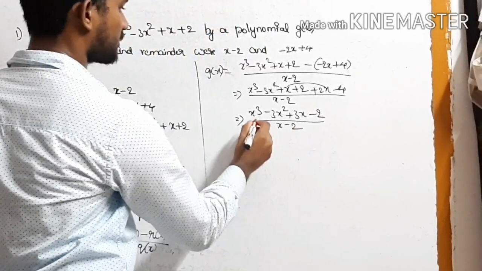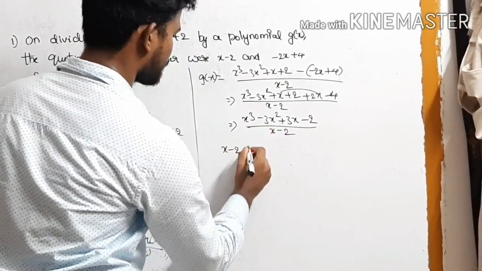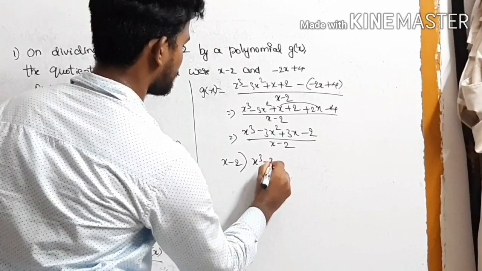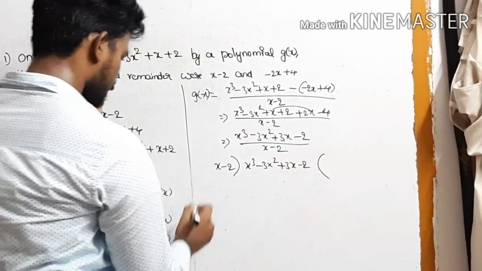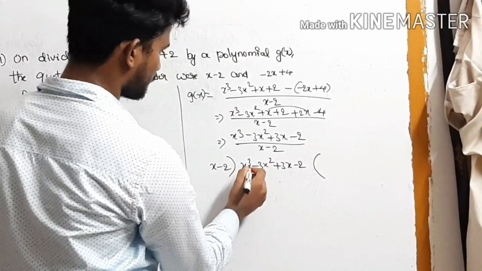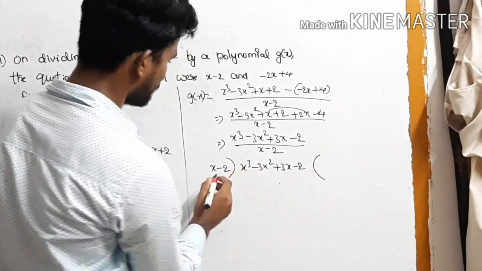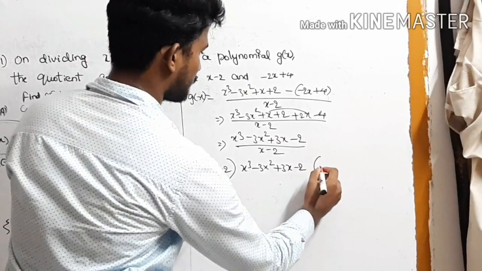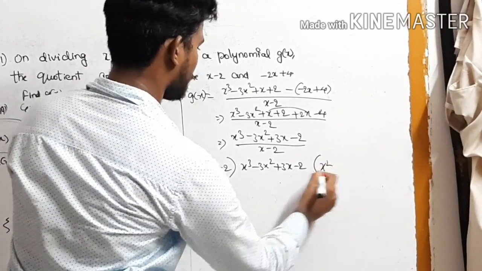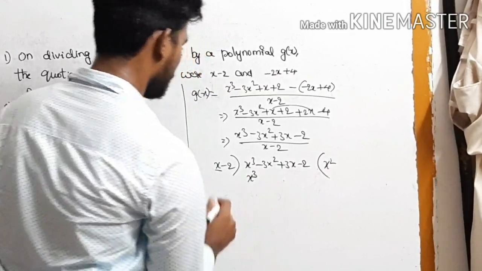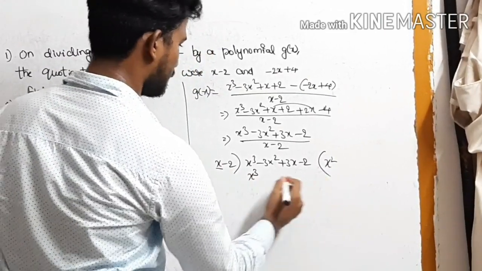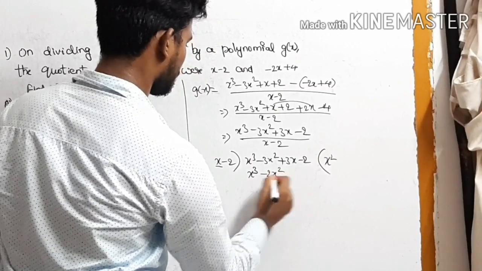By dividing x³ − 3x² + 3x − 2 by x − 2. Here the coefficient is this one, the power is x³ and here is x. And then we write x²: x into x³, x into x², then x³ − 2 into x², −2x².